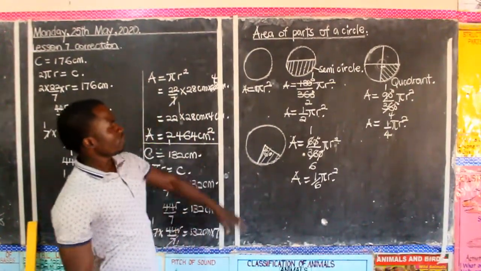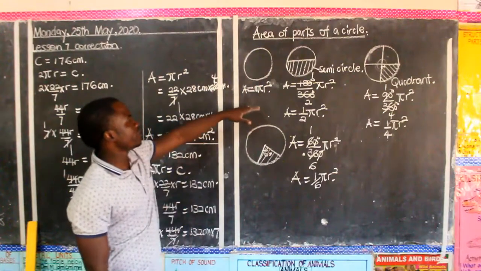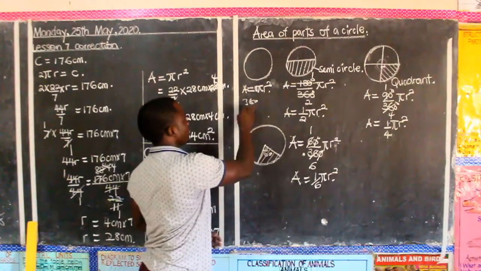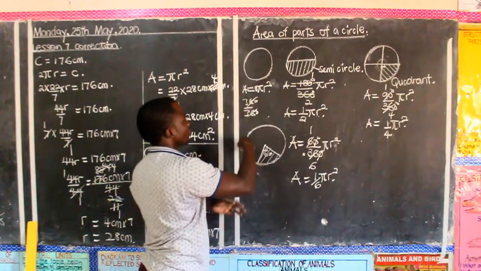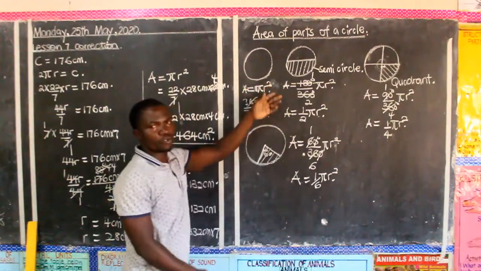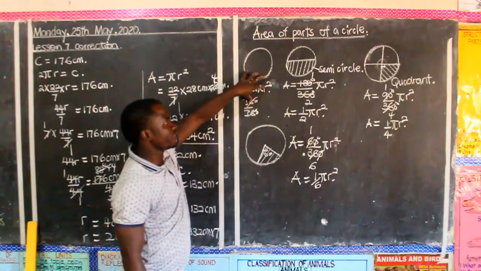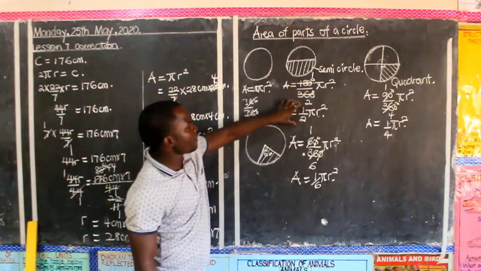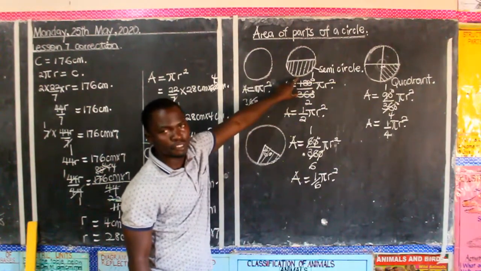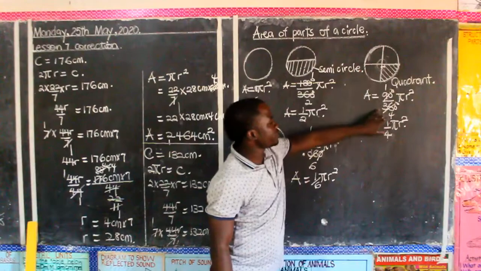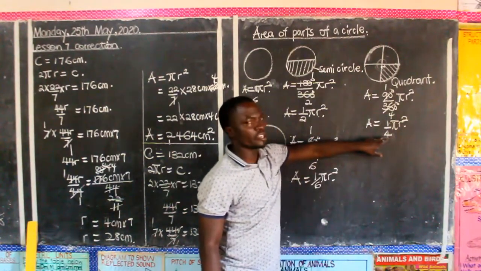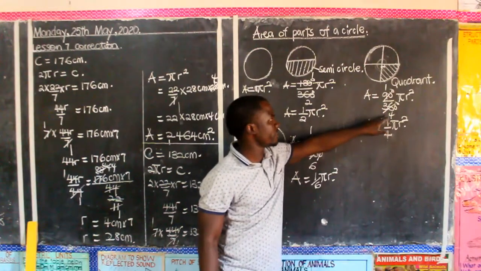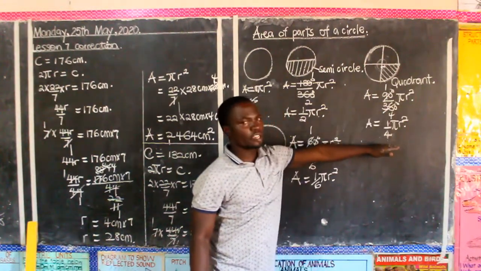Okay? If you come to a full circle, it is just pi r squared because it is 360 out of 360. When you simplify, you remain with pi r squared. A semicircle is a half pi r squared, but a half is got from this. A quadrant is a quarter pi r squared, but the quarter is from 90 degrees out of 360 pi r squared. This is how we get the formulas.